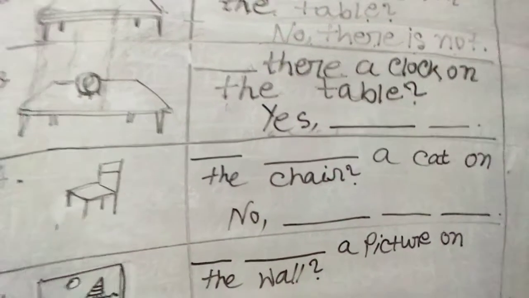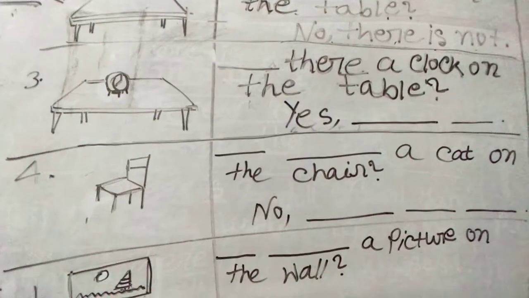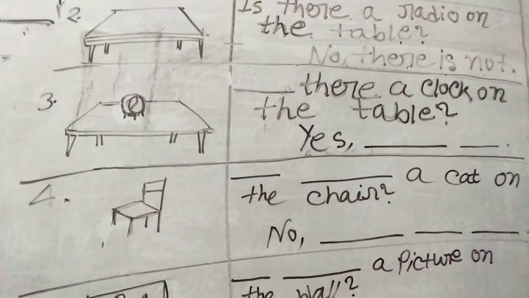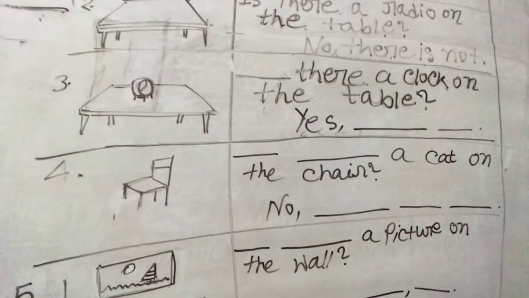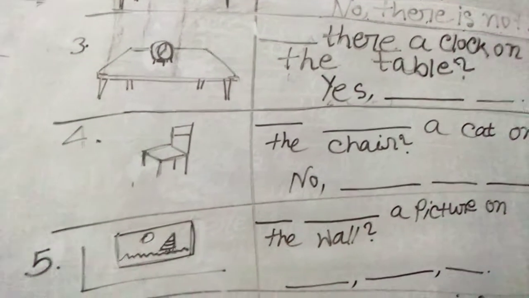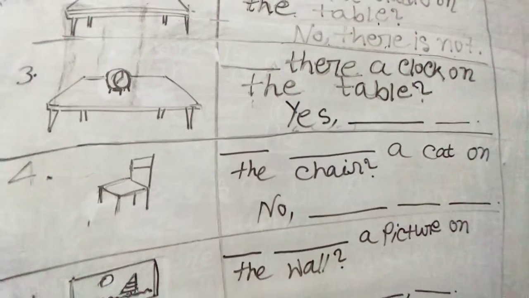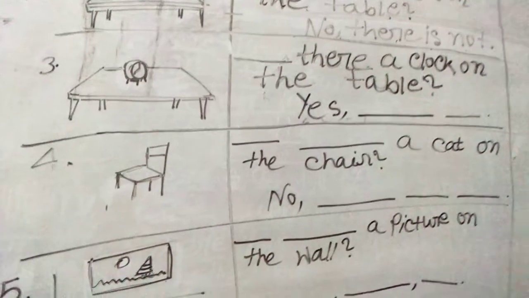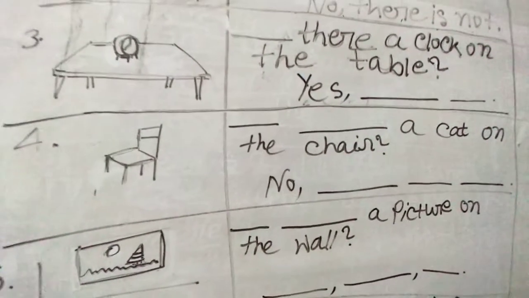Okay, so number 3 is asking, dash there a clock on the table. See here, it's a table, and on the table there is a clock. So the question will be, we know that when we are going to ask anything, which sentence does it indicate? It indicates an interrogative sentence. In any interrogative sentence we put the auxiliary verb at the very first place.